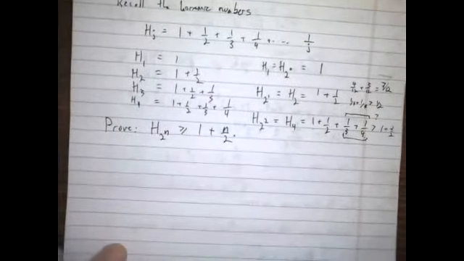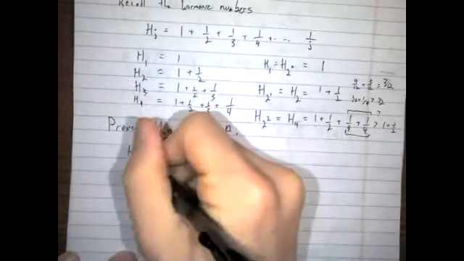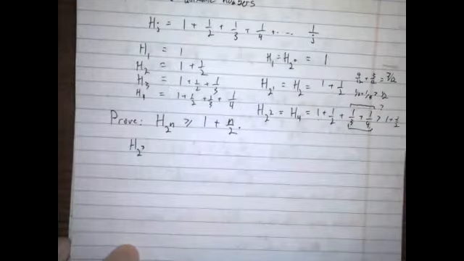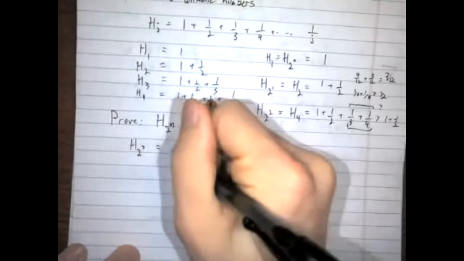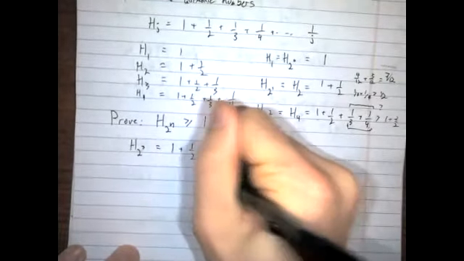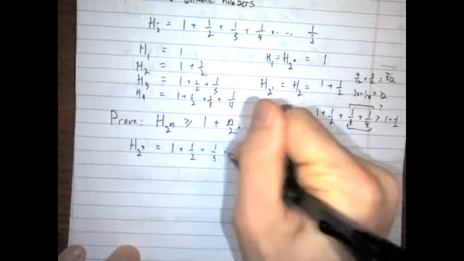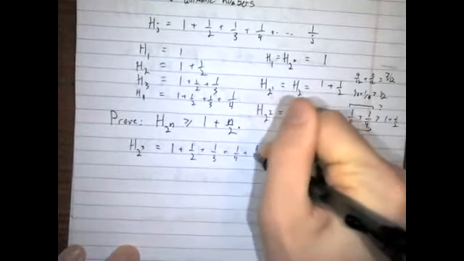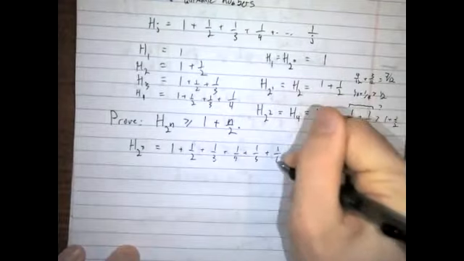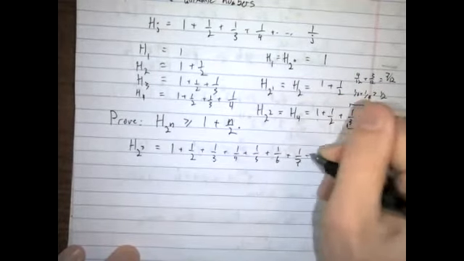Let's do one more example. Now my work is getting very messy. You'll have to forgive me. H8, h2 to the cube, is equal to 1 plus 1/2 plus 1/3 plus 1/4 plus 1/5 plus 1/6 plus 1/7 plus 1/8.